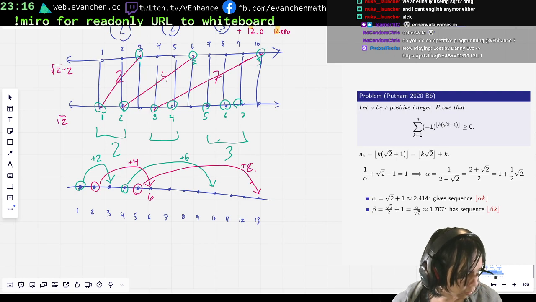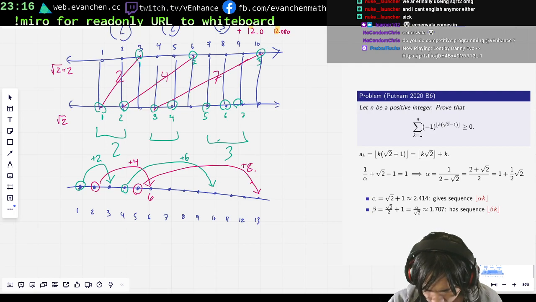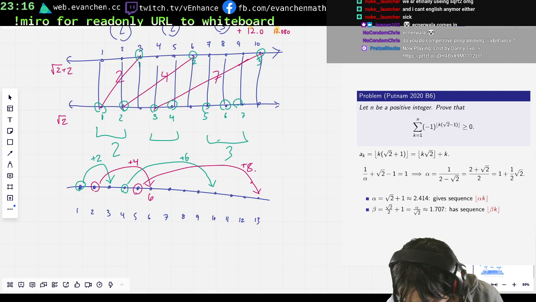Do you do competitive programming? Not particularly. I can like kind of talk to computers, not really. I'm pretty bad at it.